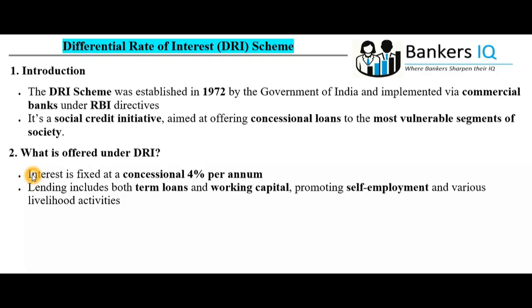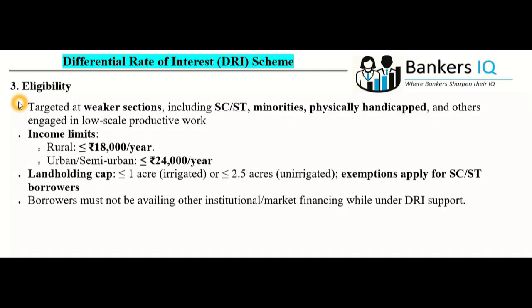Interest is fixed at a concessional 4% per annum. So lending includes both term loans and working capital, promoting self-employment and various livelihood activities. The third point is eligibility. Targeted at weaker sections, including SC/ST, minorities, physically handicapped, and others engaged in low-scale productive work.